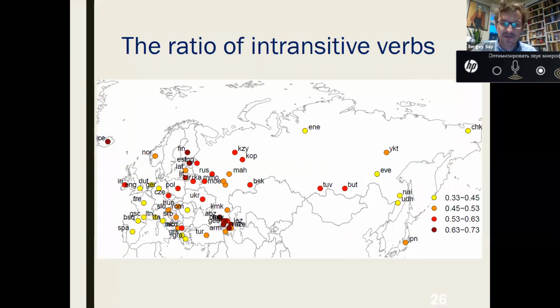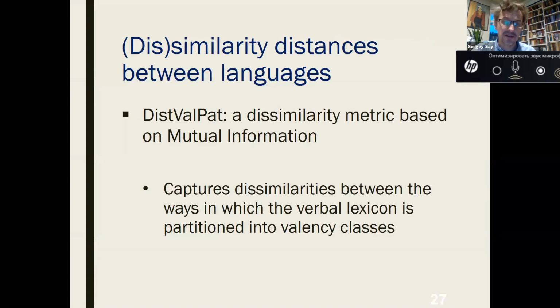We can also explore individual languages in terms of their properties. This map, for example, shows whether a specific language favors transitive patterns or intransitive patterns. And we see that Eastern Europe and the Caucasus are areas which are much less transitive than, for example, Western Europe and the Far East.